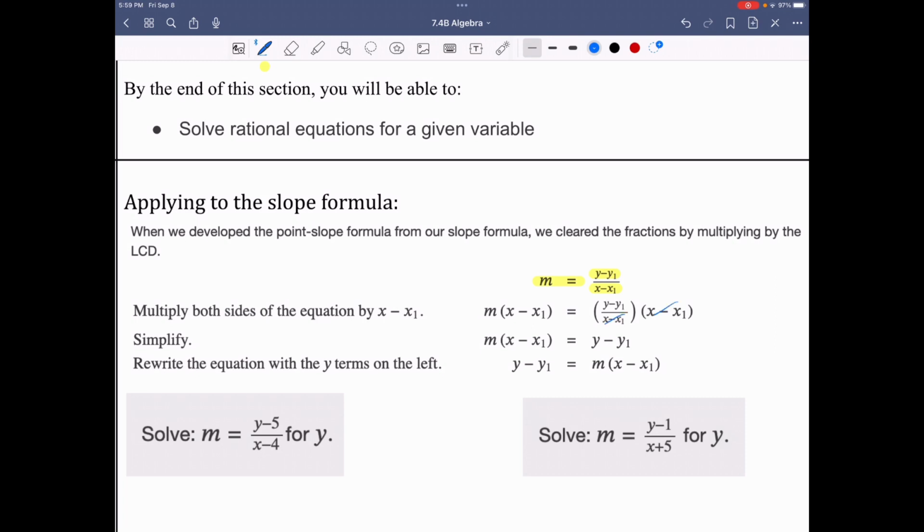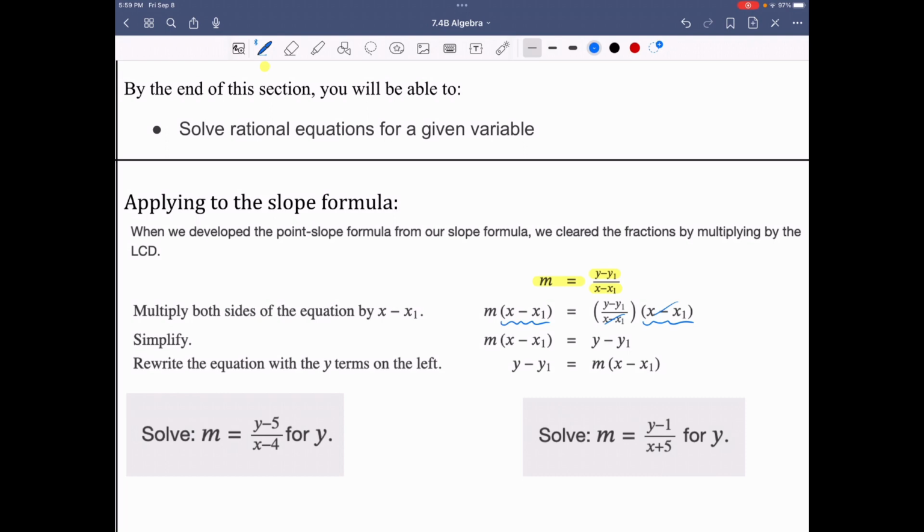So then you have m parentheses x minus x1 equals y minus y1, because we multiplied both sides by that denominator and then the denominators canceled. Then you just switch the order of that. You rewrite it with the y's on the left side of the equation and the m parentheses x minus x1 on the right side of the equation.